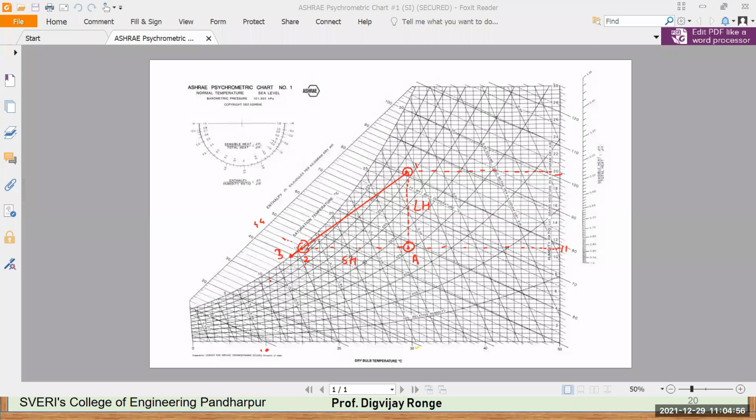Now I know the value of enthalpy at point 2, that is 44. I have to know the value of enthalpy at point A. So simply I will draw a parallel inclined line like this. It will reach, let us say, here. This point corresponds to 59 kilojoule per kg, just before 60. So I can now calculate sensible heat as 59 minus 44, and total heat I already know, that is H1 minus H2. So this is very simple now.